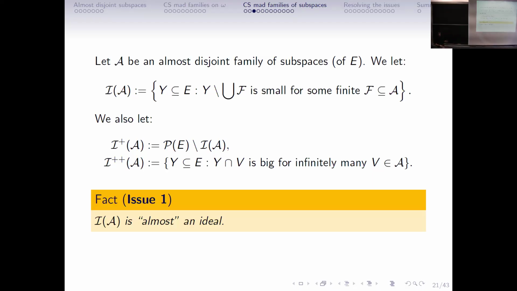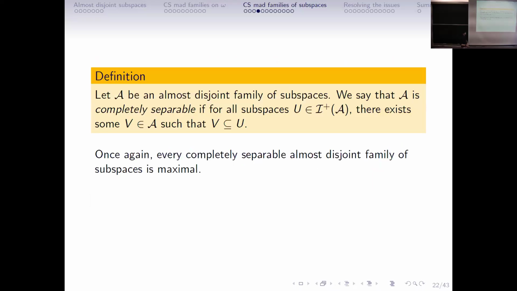So, but the point is that even though IA is not an ideal, it is ideal-ish enough for us to proceed with what we want to do. Okay, so let's define completely separable map families. Same thing, any positive subspace contains some subspace inside A.